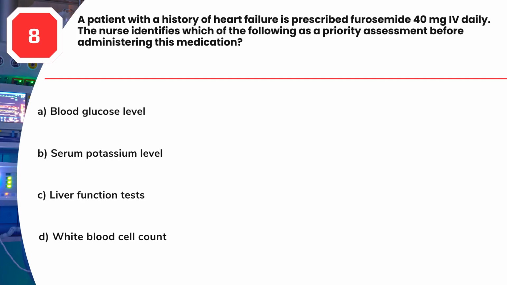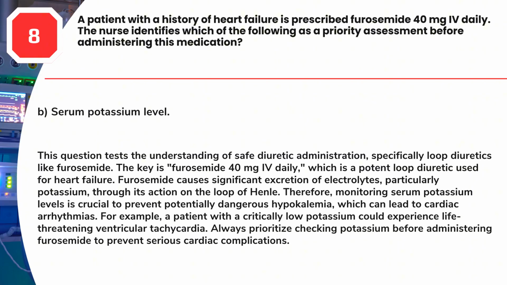Question 8. A patient with a history of heart failure is prescribed furosemide 40 mg daily. The nurse identifies which of the following as a priority assessment before administering this medication? A. Blood glucose level. B. Serum potassium level. C. Liver function tests. D. White blood cell count. Answer B. Serum potassium level.